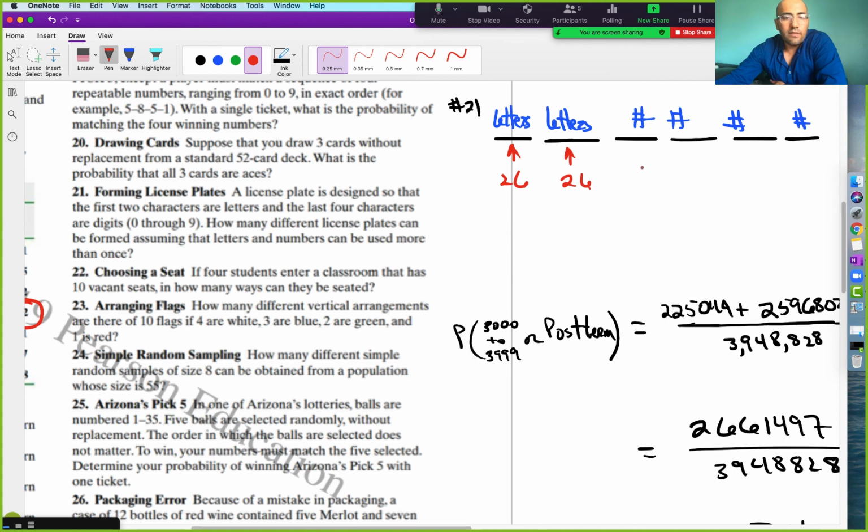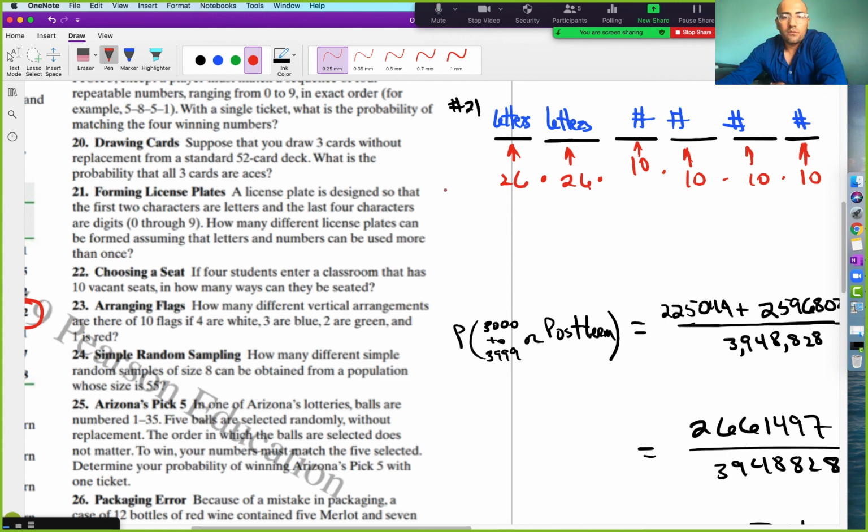Now the numbers, there are 10 characters, right? A base 10 number system means we have 10 unique little characters to indicate our numbers. So there are 10 options for that first space with a number. But since we're allowed to repeat them, there's still 10 for the next one, and there's still 10 for the next one, and there's still 10 for the one after that. Right? So a multiplication of 26 times 26 times 10 times 10 times 10 times 10. Right? So this is going to be our answer for number 21.